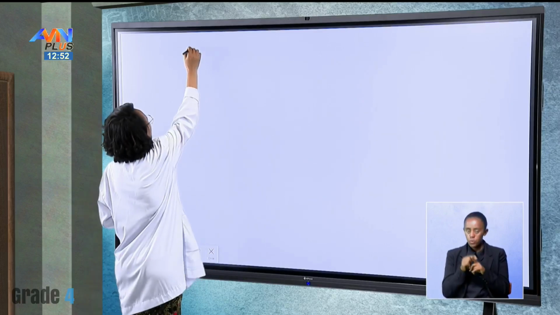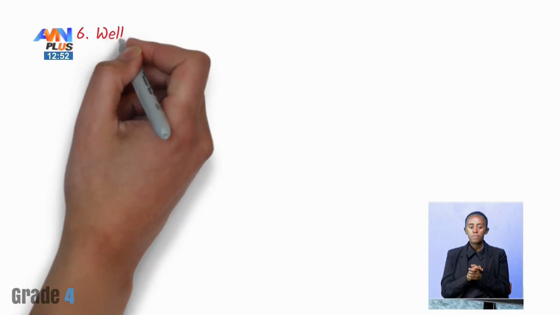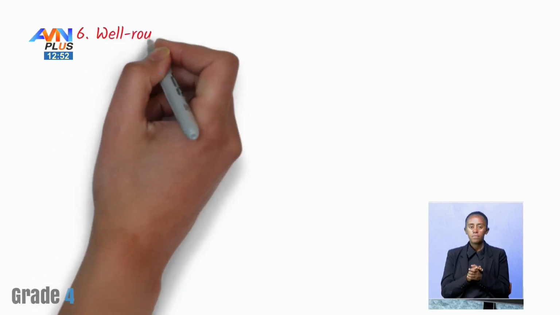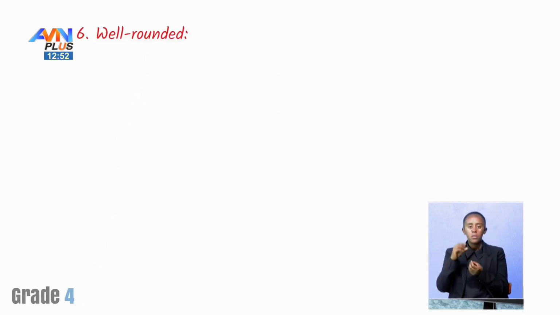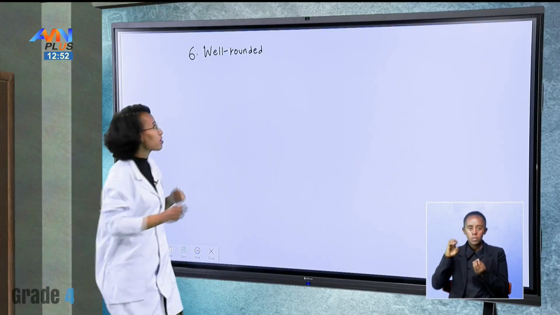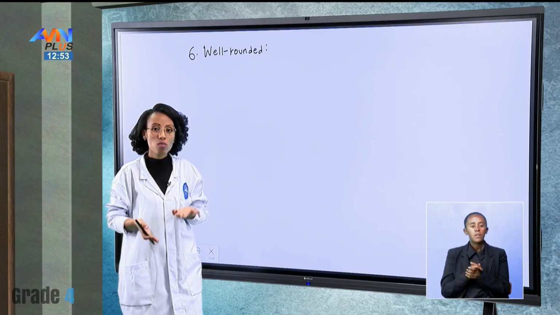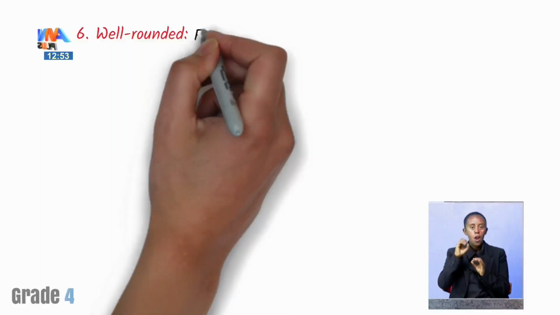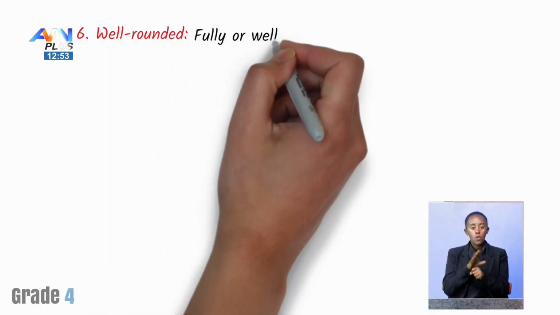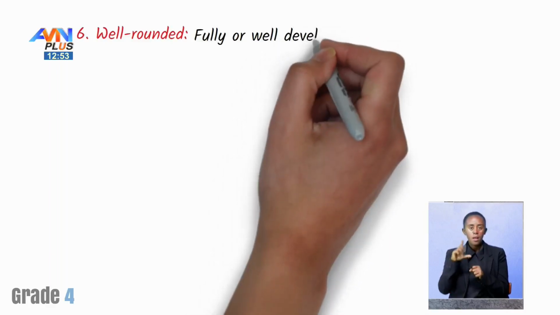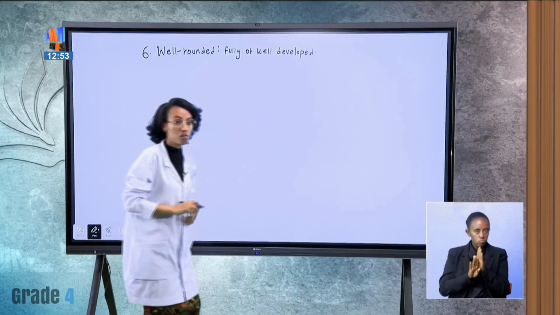What about number 6? What is our word? The 6th word that we're going to talk about is well-rounded. Okay. What does well-rounded mean? Fully or well developed, okay?